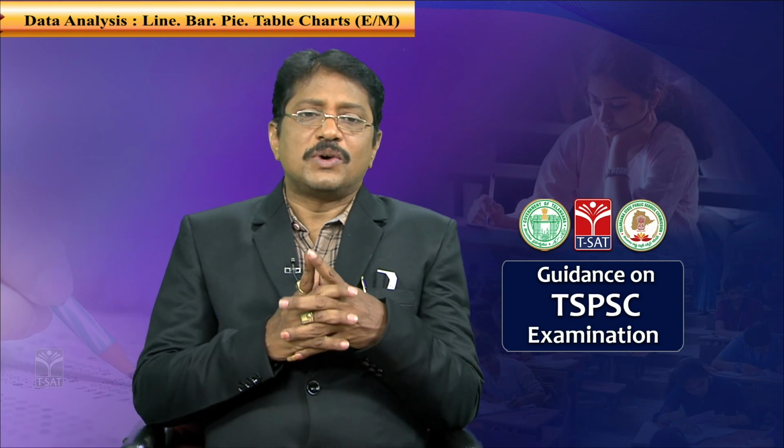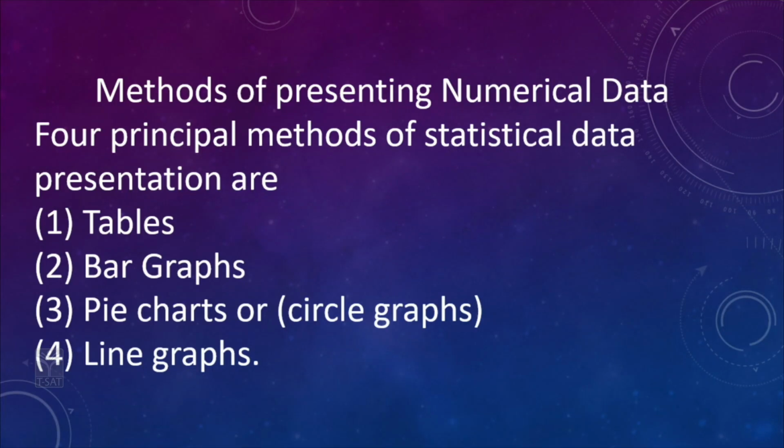What are the methods of presenting numerical data? There are four principal methods of statistical data presentation. One is tables, which may be called frequency tables. The second is bar graphs. The third is pie charts, which we also call circle graphs. The fourth is line graphs.